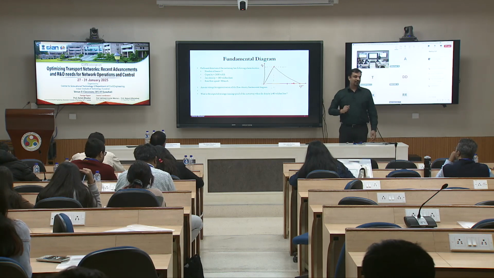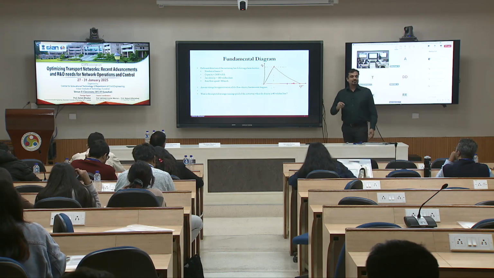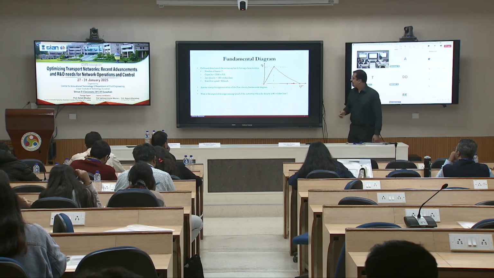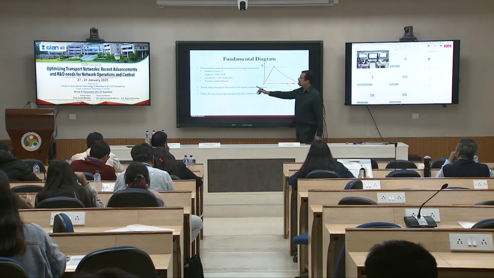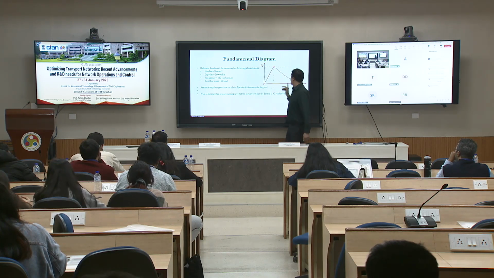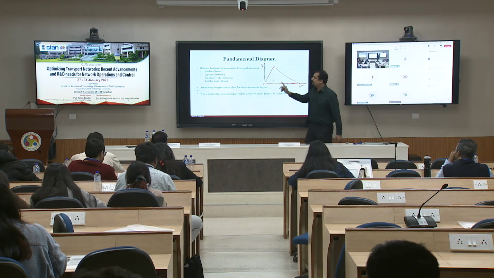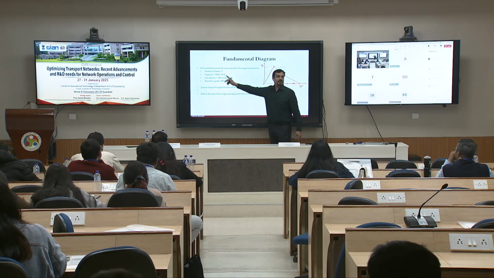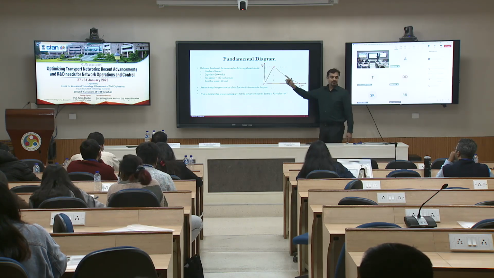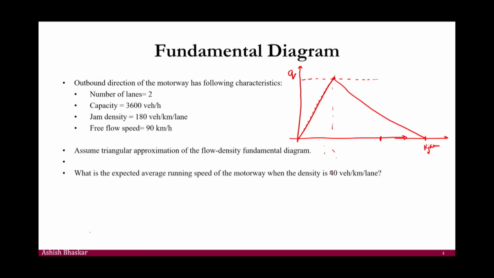Units are very important. If you do not check the units, you are going to make some errors in your calculation. So the unit for jam density is 180 vehicles per kilometer per lane. Capacity is 3600 vehicles per hour. Number of lanes is 2. Try to make both of them per unit per lane. Otherwise, you will not be able to solve it properly.